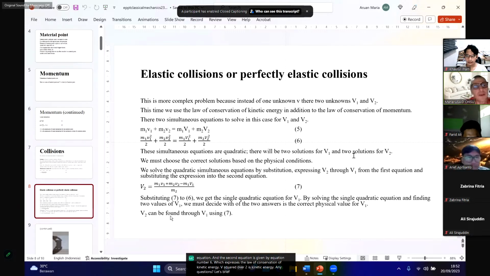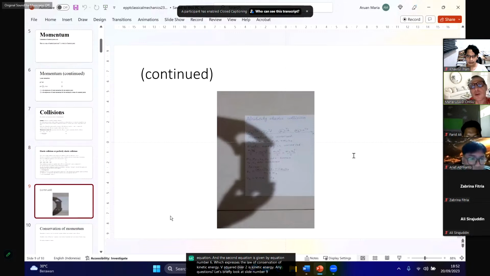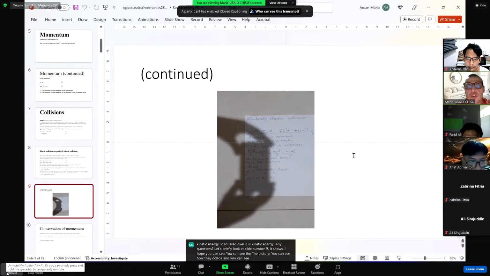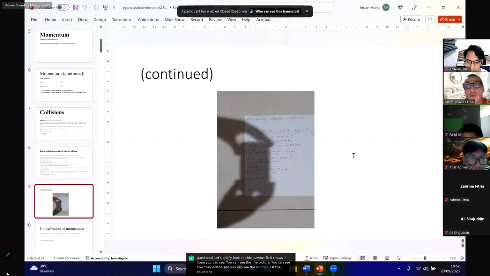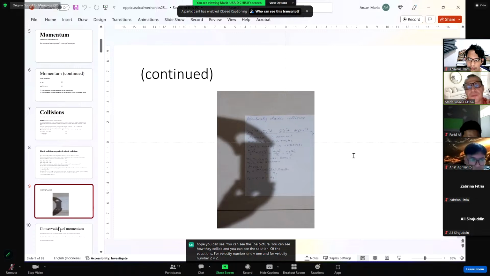Let's briefly look at slide number 9. It shows, I hope you can see, the picture. You can see how they collide, and you can see the solution of the equations for velocity number 1, v1, and for velocity number 2, v2. Any questions at this point?